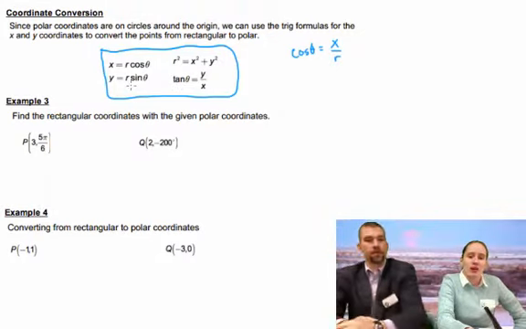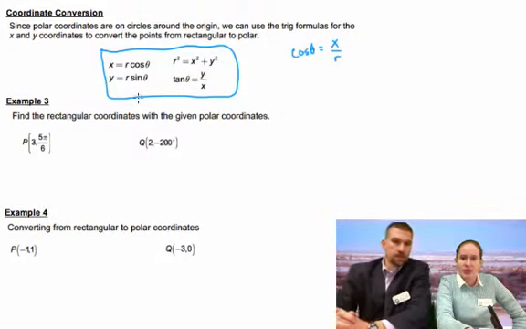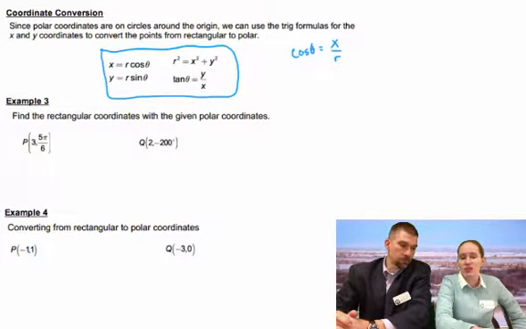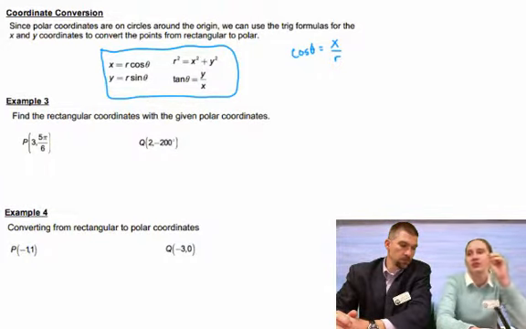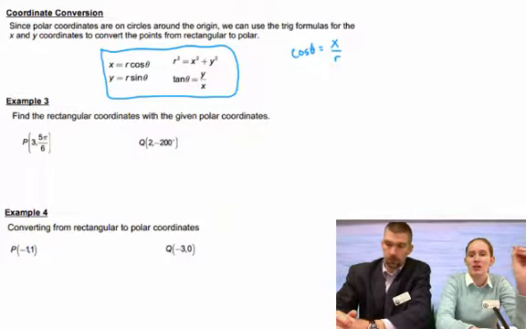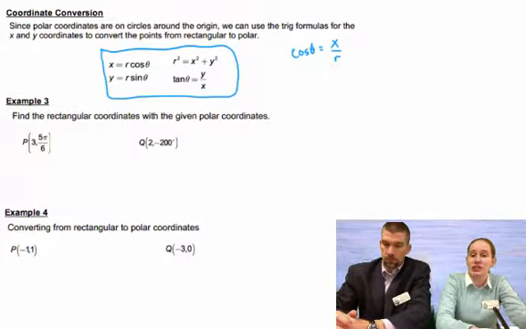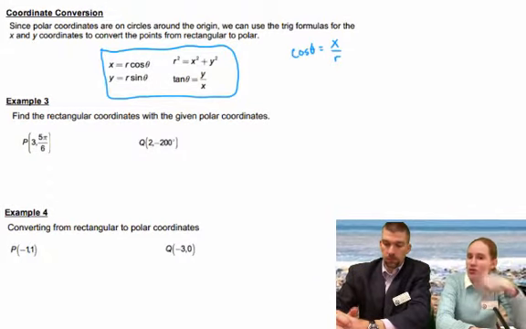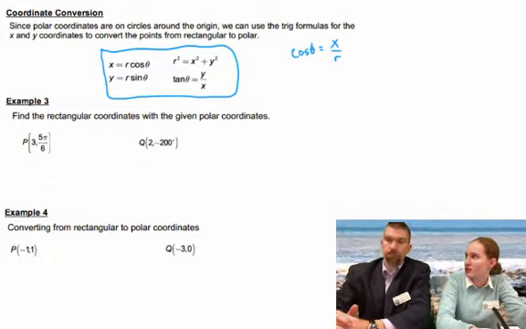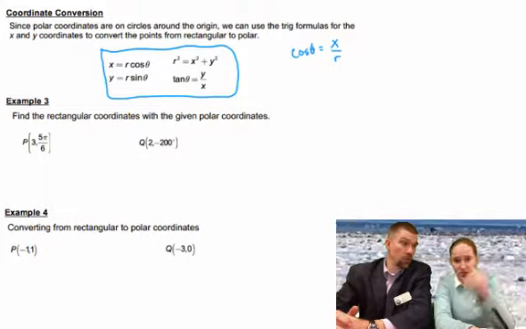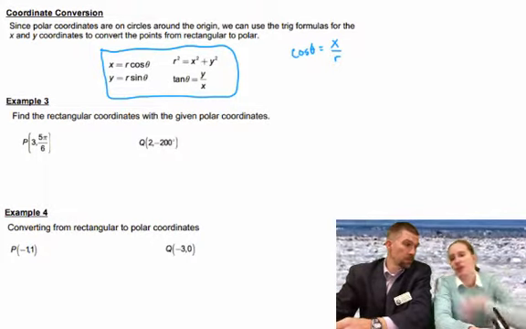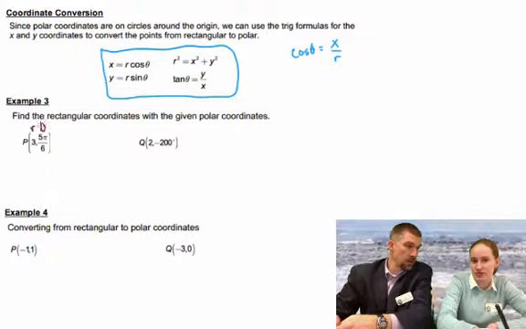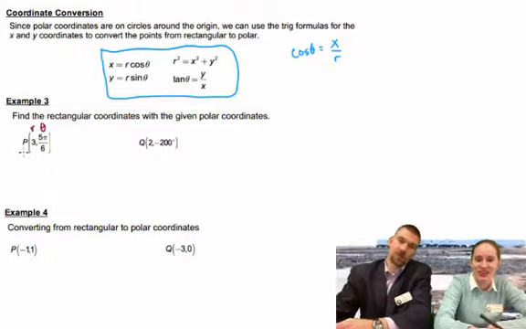All right, so example 3: we want to find the rectangular coordinates for the given polar coordinates. Now, we said there are a lot of ways you could take the same rectangular coordinate and write it in polar, but a polar coordinate has only one rectangular form. There's only one x, y that goes with this r, theta. Are you sure? I'm positive.